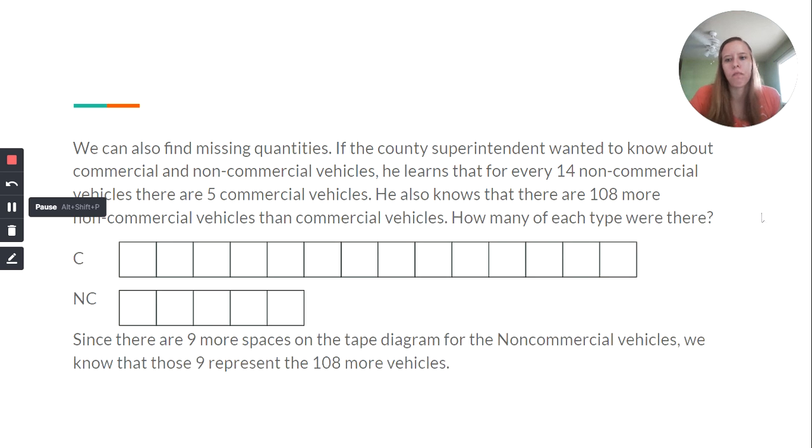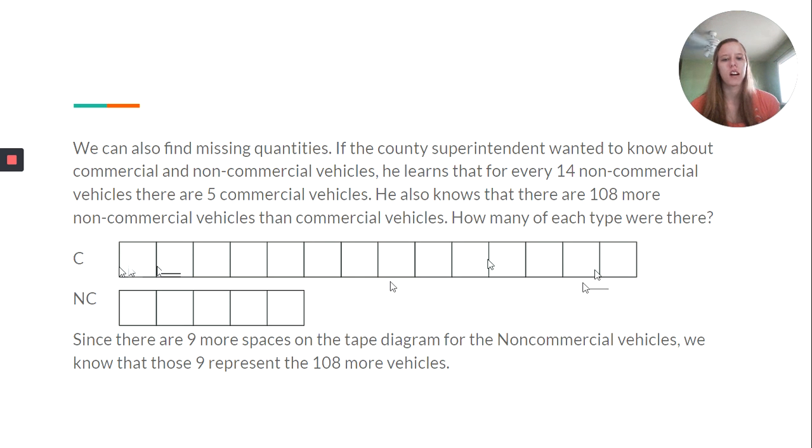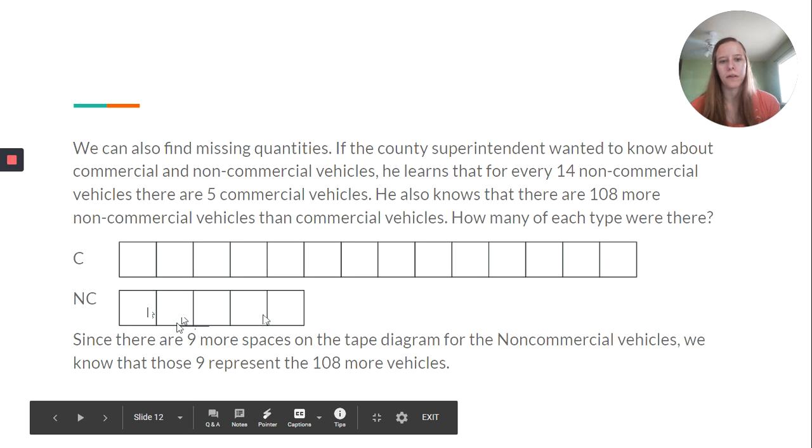All right. So we can also find missing quantities. We're still looking at this county superintendent. Now he wants to know more about the commercial and non-commercial vehicles. So he learns that for every 14 non-commercial vehicles, and excuse me because I forgot to change this, this should be the non-commercial up here, there are 5 commercial vehicles.